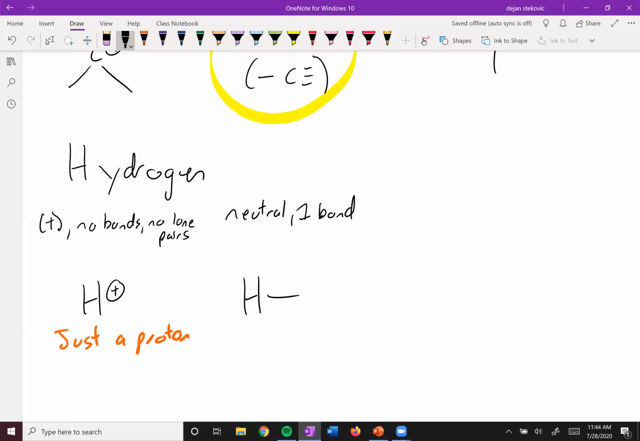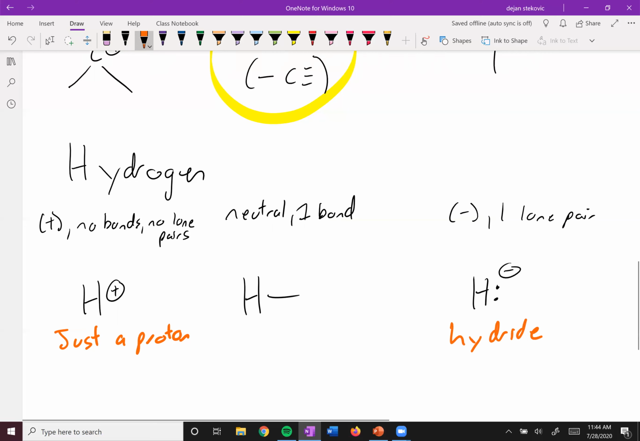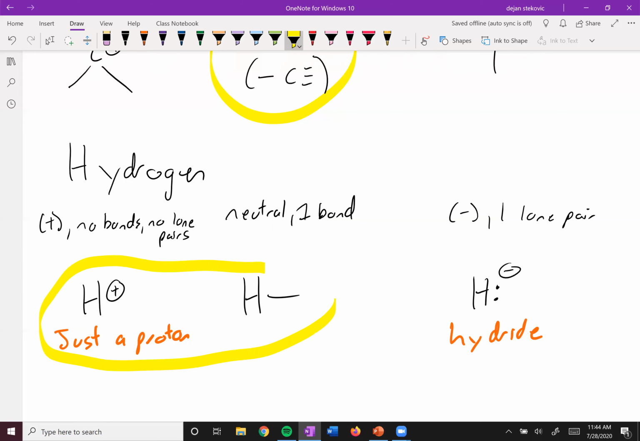And then finally, there's one more form of hydrogen. It's when it's negative and it has 1 lone pair. Right, so we have hydrogen, 1 lone pair, and then it has a negative charge. This is called a hydride. It's going to be less common than our proton and our neutral hydrogen.